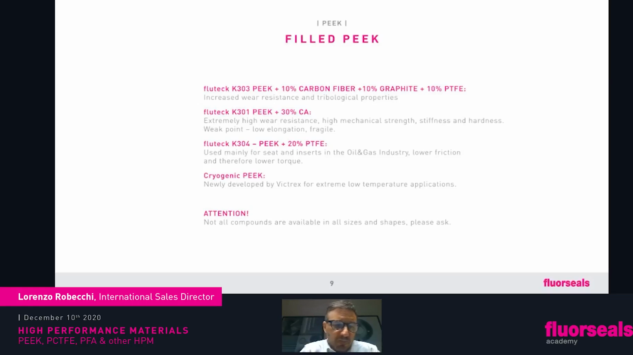Cryogenic PEEK, well, is a newly developed material. There are a couple of grades developed by Victrex for extreme low temperature application. It is a material which contains PCTFE when it goes to minus 200. It can take bigger pressure. It is still a newly developed material, but we have been processing it with success. If you have special requests, please ask.